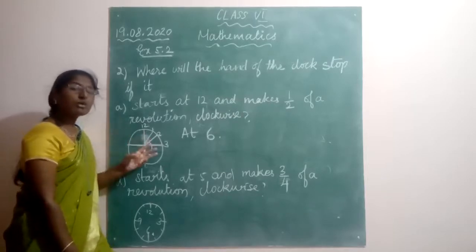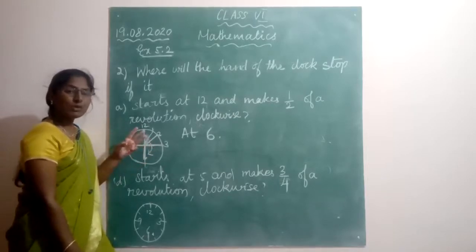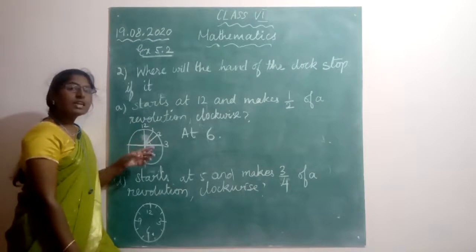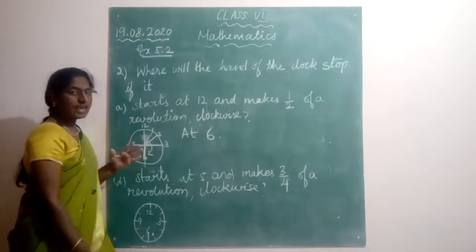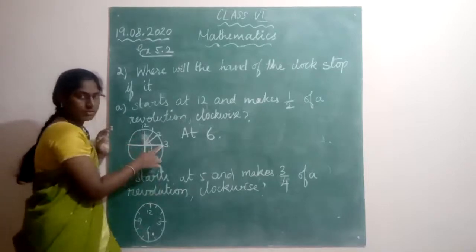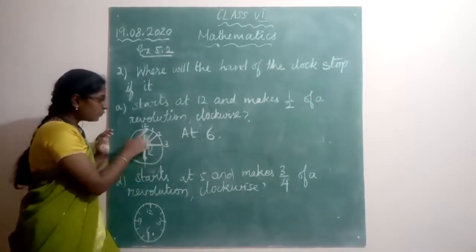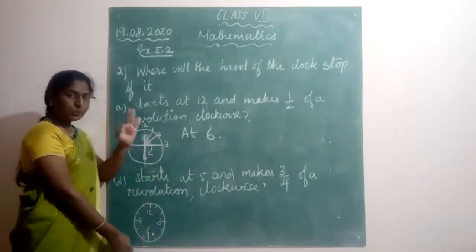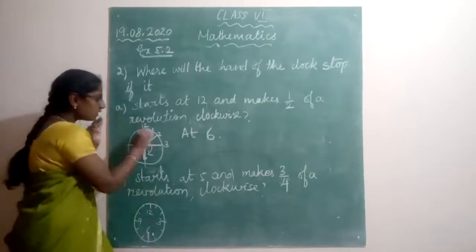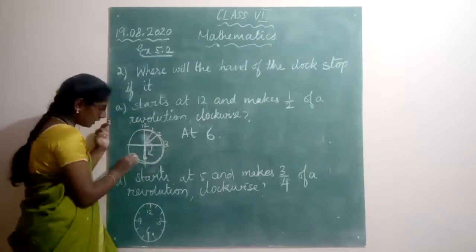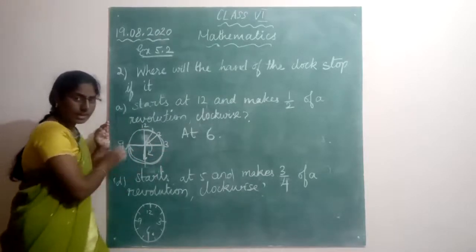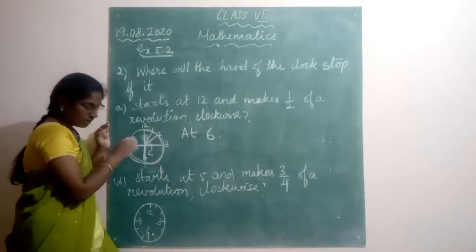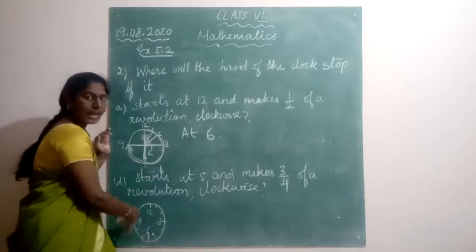So for 3/4 of a revolution, we have to cover 3 into 3, 9 hours. Is it clear? Try to understand. For 1/4 of a revolution, we are covering 12 to 1, 1 to 2, 2 to 3, 3 hours. So for 3/4 of a revolution, we have to cover 9 hours. Yes or no? From 12 to 9, 9 hours we have to cover. So start from 5 and cover 9 hours.